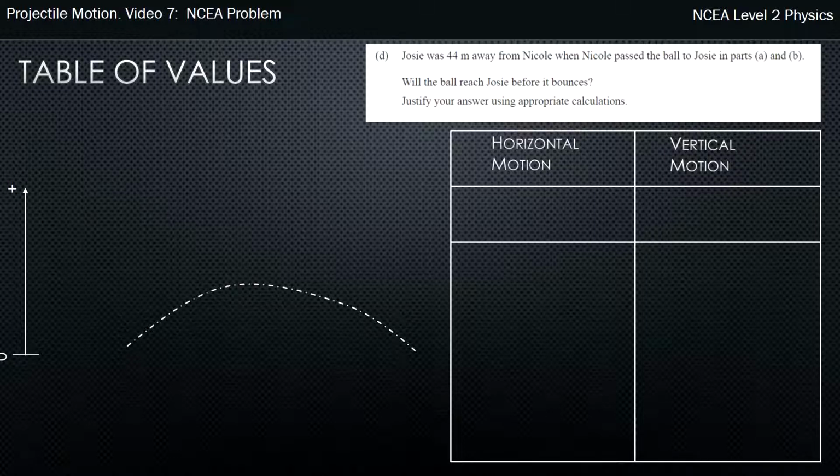Draw yourself a table. So my horizontal motion, I also like to draw that it's constant velocity. It reminds me that I'm only using a constant velocity equation. My vertical motion undergoes acceleration, so I've got to use an acceleration equation for that.